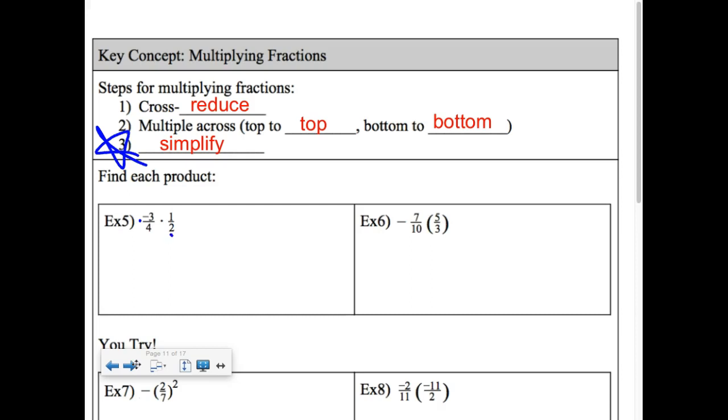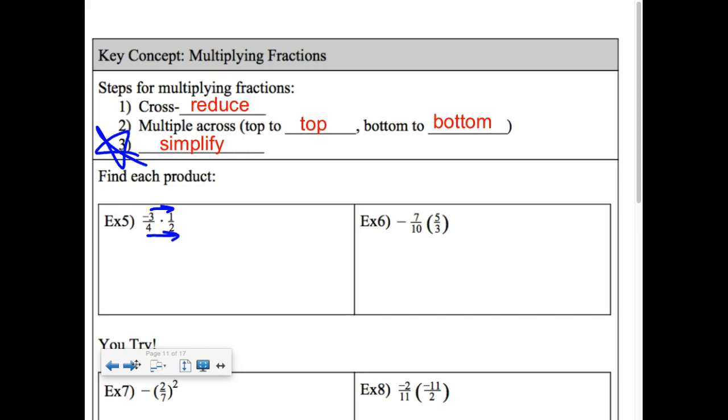There's not a number that I can divide into both of those. I'm going to look at this 4 and this 1. There's not a number I can divide into both of those. So I cannot cross-reduce on this one. So now what I'm going to do is I'm multiplying across. I'm going top to top, bottom to bottom.